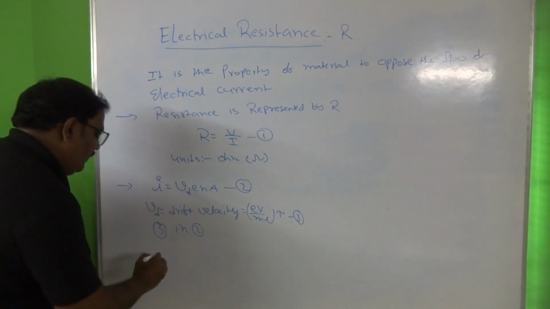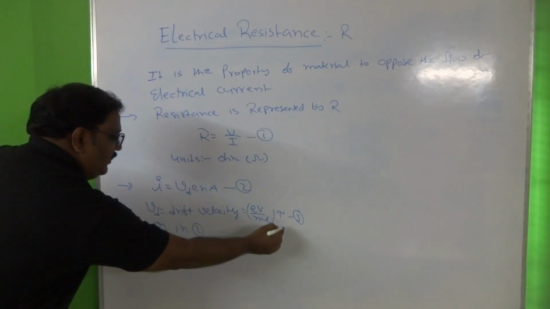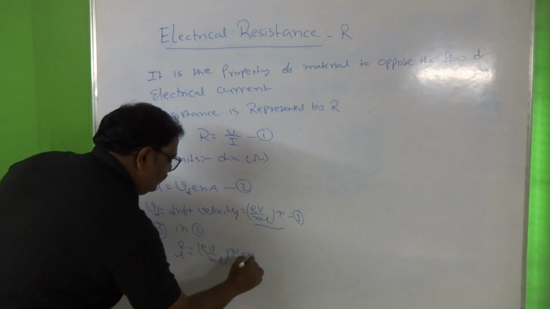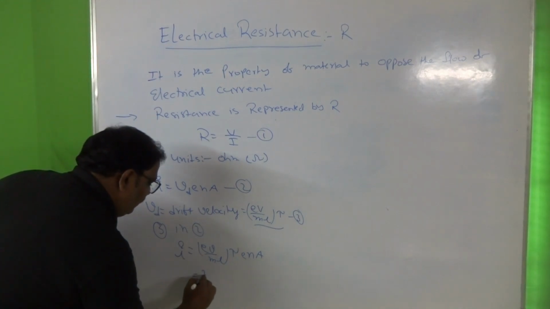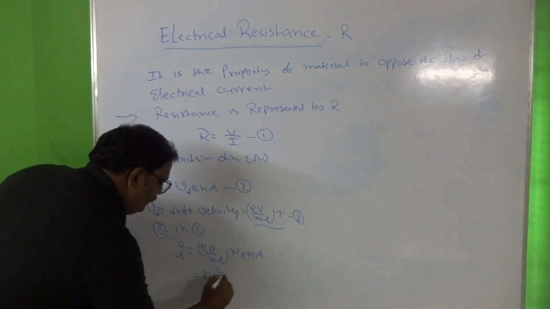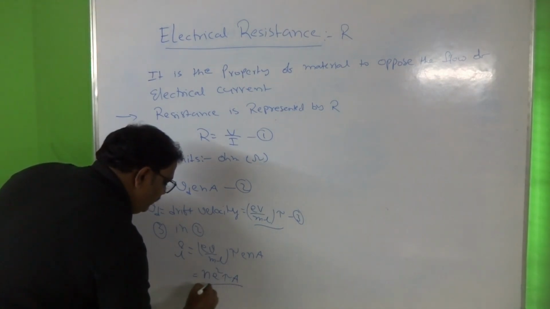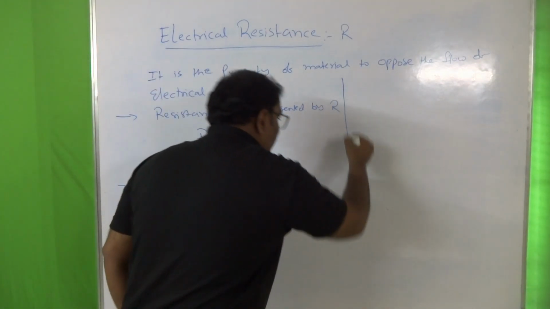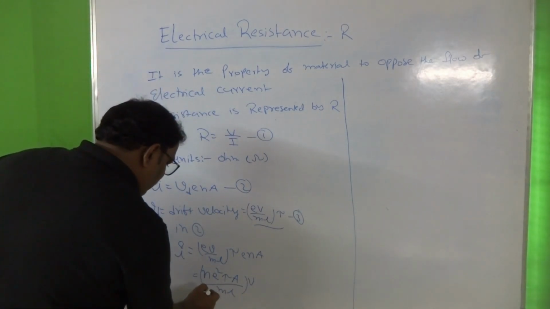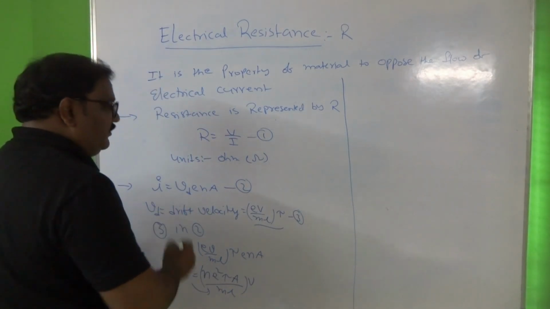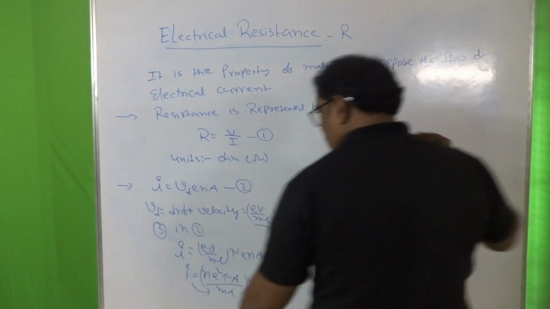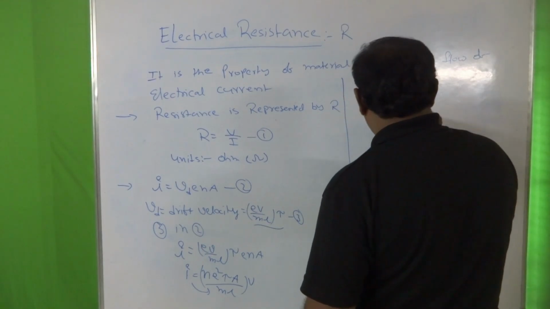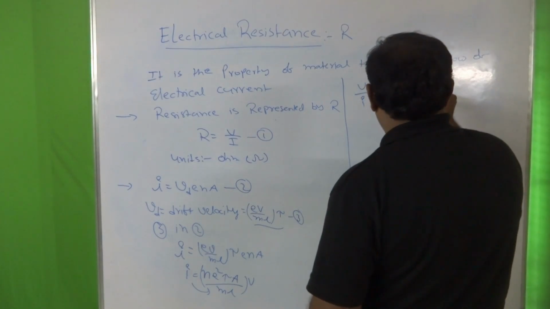In equation number 2 we get I equal to Vd into E into n into A, and substituting this value of Vd, Ev by m L into tau, into E into n into A. By rearranging this equation we get n into E square tau and A by m L into V. So from this equation you calculate V by I. Taking this I and moving this whole part to the other side, V by I equal to m L by n into E square into tau into A.